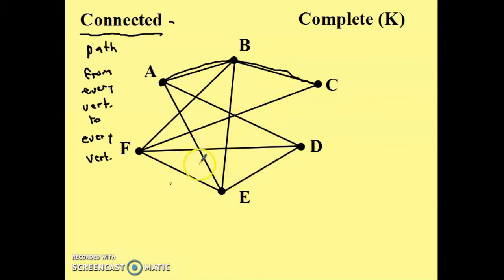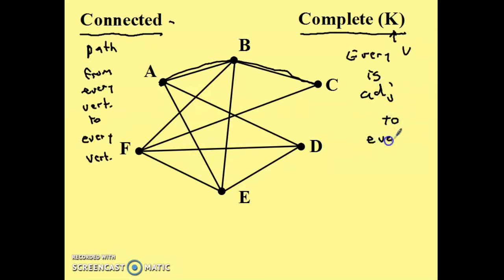Everything is connected. Complete, on the other hand, and we use a K to represent complete, but a complete graph means that there is one connection. Every vertex is adjacent, right, to every other vertex. So A has to be joined to B, A would have to be joined to C. So this is not a complete graph because A is not joined to C. A goes to D, A goes to E, A needs to go to F.